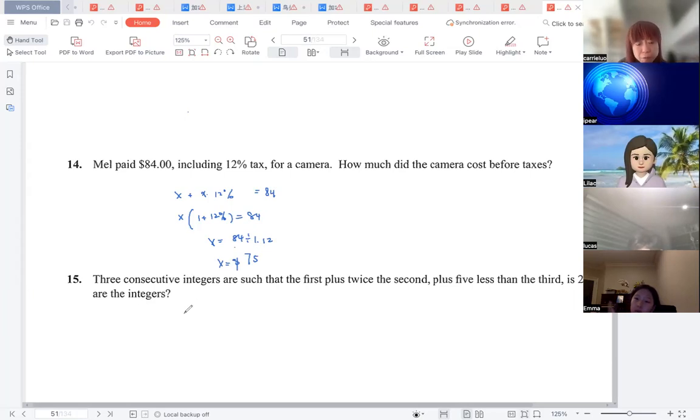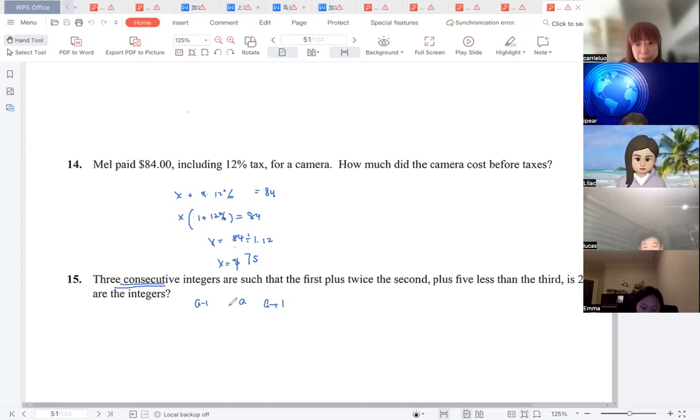Number 15: three consecutive integers are such that the first plus twice the second plus the 5 less than the third is 27. What are these numbers? Consecutive means what? They're continuous, right? So if one of them is A, the other one is A minus 1, the other one is A plus 1. Correct, everybody?